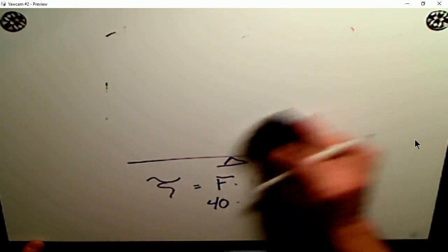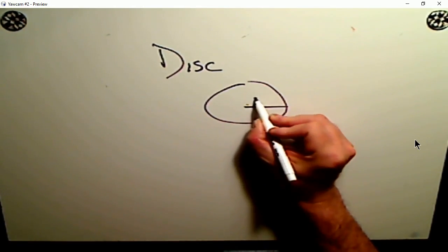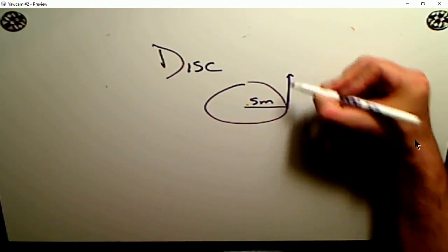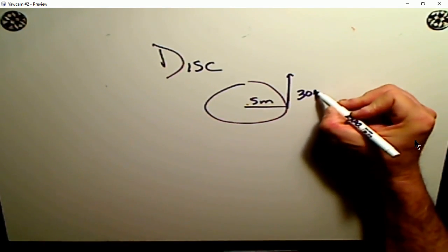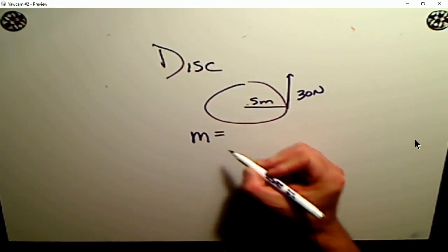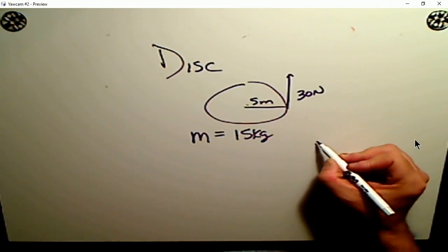Let's bring into account geometry in torque. Let's say I have a disk. It has a radius of 0.5 meters. I'm going to apply a force at the edge of 30 newtons to cause that to spin. This disc has a mass of 15 kilograms. What is the rotational acceleration? What is alpha?